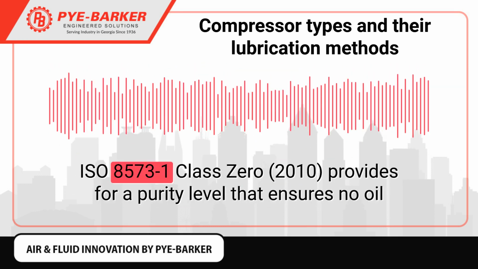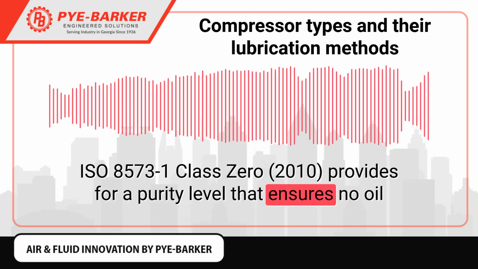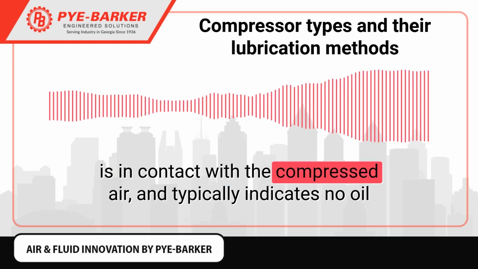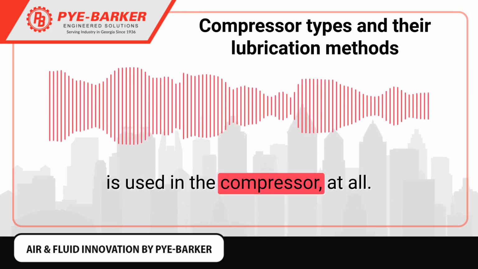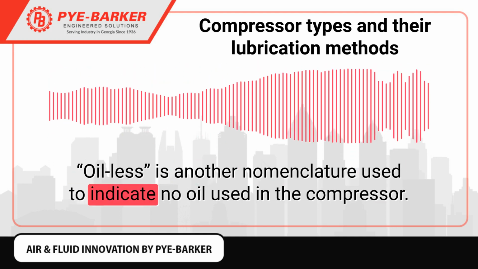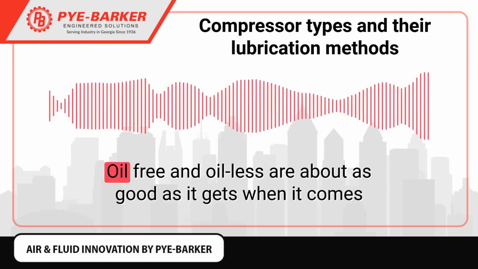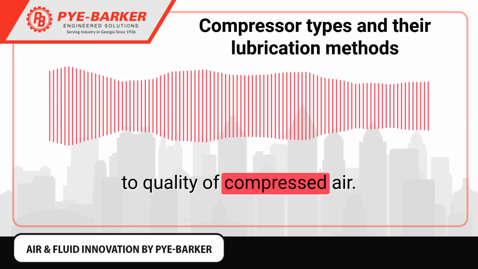ISO 8573-1 Class 0 provides for a purity level that ensures no oil is in contact with the compressed air, and typically indicates no oil is used in the compressor at all. Oil-less is another nomenclature used to indicate no oil used in the compressor. Oil-free and oil-less are about as good as it gets when it comes to quality of compressed air.